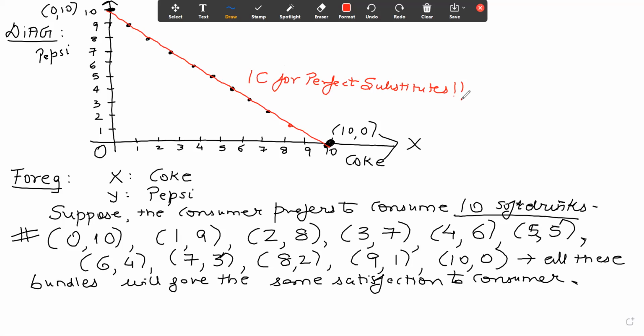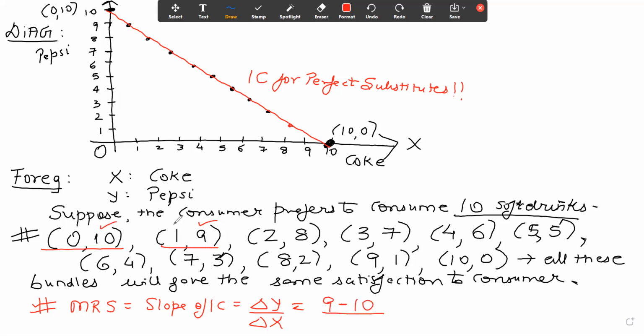And what will be the MRS in this case? How do we find the slope? My MRS, very simply, which is nothing but the slope of the indifference curve, is nothing but change in y by change in x. Now, very simple. Suppose I move from 0, 10 to 1, 9. What will my change in y be? 9 minus 10, new y minus old y, upon new x, which is 1 minus the old x, which is 0. So what will be the slope, guys? Minus 1.